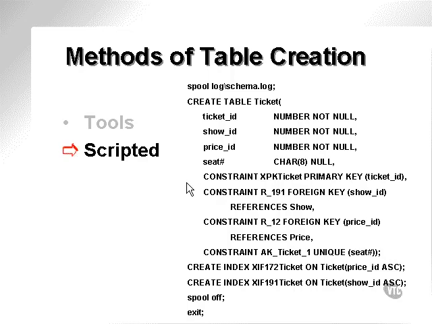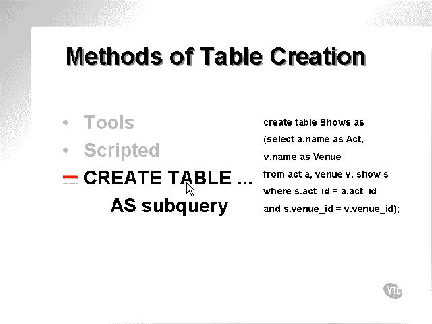There is a third method of table creation. There is syntax in the create table statement which allows you to create a table as a subquery. What this means is that you create a table as a select statement from other tables. This example here shows the creation of the shows table, where I say create table shows as select a.name as act, v.name as venue from the three tables, and I join them with a where clause. The result would be a table called shows with the joined data from the three tables.